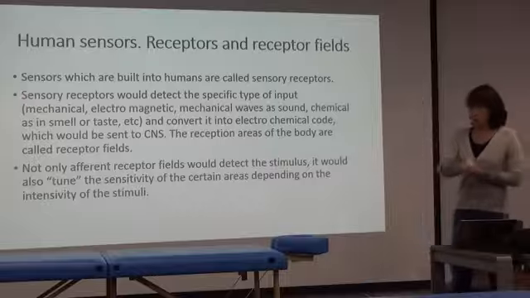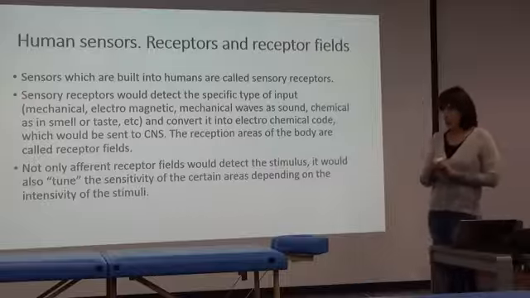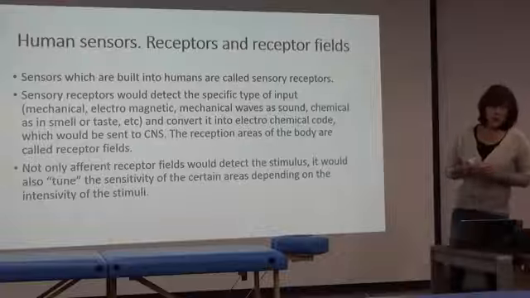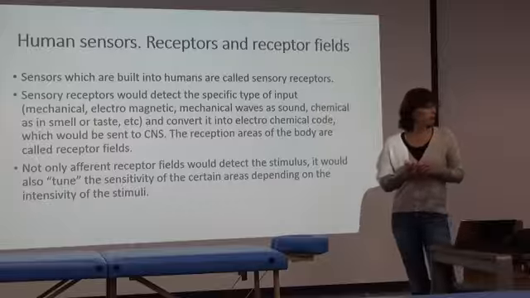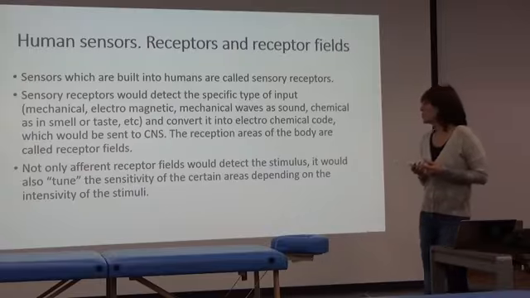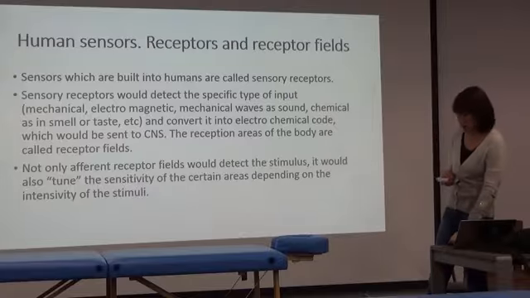And those areas of the body which detect different stimuli are called receptor fields. And in PDTR, we work with receptor fields, and we work with particular stimuli which might cause altered reflexes in the organism.